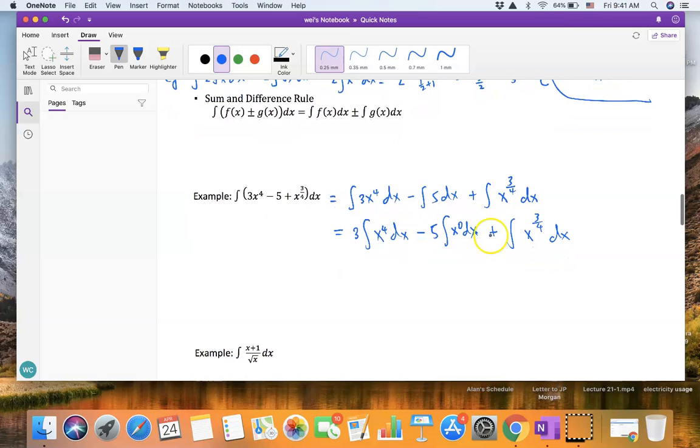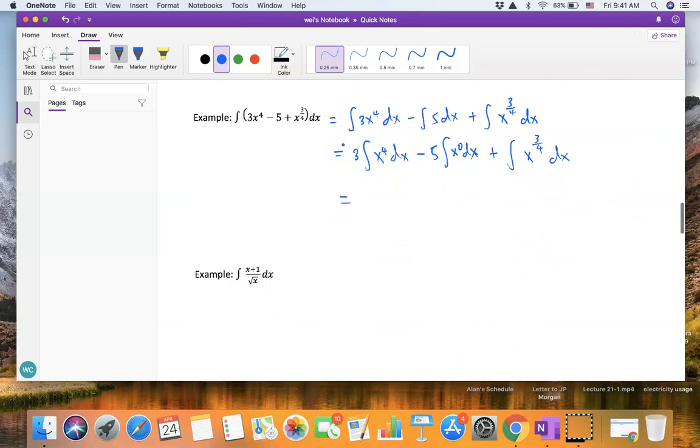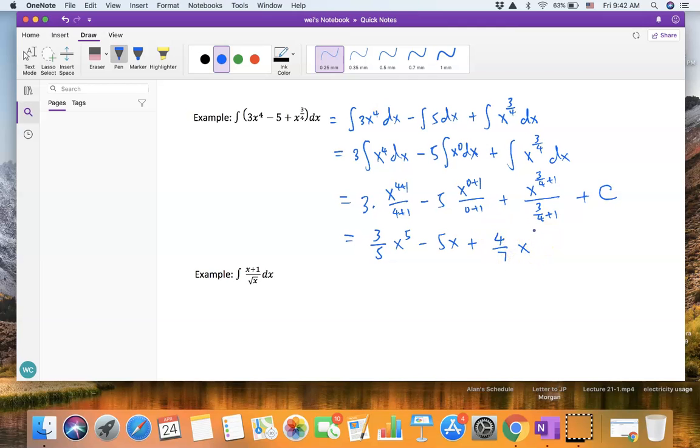Okay. And the next, for each integral, we use the power rule. So we have 3 times x to the power 4 plus 1 over 4 plus 1, minus 5 times x to the power of 0 plus 1 over 0 plus 1, plus x to the power of 3 over 4 plus 1 over 3 over 4 plus 1, and plus c. So we have 3 over 5 x to the power 5, minus 5x, and plus, 3 over 4 plus 1, that's 7 over 4, so it's 4 over 7 times x to the power of 7 over 4, plus c.